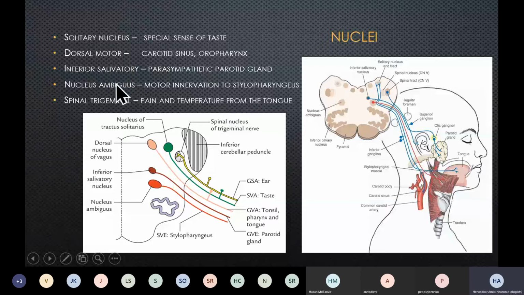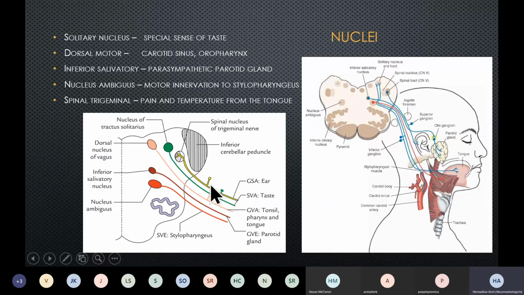The inferior salivatory nucleus, which is a parasympathetic outflow, again in continuity with the superior salivatory and the lacrimal nucleus. The nucleus ambiguus, which is this one here, which is the motor nucleus to the stylopharyngeus, which is in continuity with the vagus nucleus as well. And finally the spinal component of the trigeminal nucleus, which we know goes down almost up to C1 C2 level.